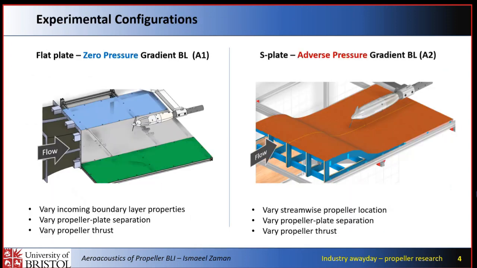So to investigate this, I designed two experimental setups. The first one is the zero pressure gradient boundary layer, so flow across a flat plate. And then the second is an adverse pressure gradient boundary layer, where the flow would develop over a curve to simulate a buried configuration. For the flat plates, we vary the incoming boundary layer properties, also increasing the tip gap between the propeller and the plate, and varying the propeller thrust. In the S plates, we also have the addition of varying the propeller location along the curve.